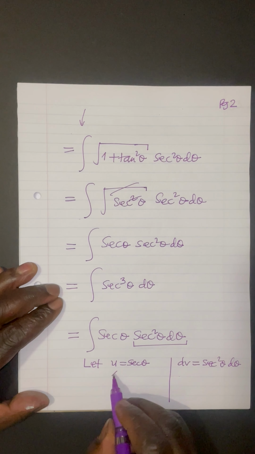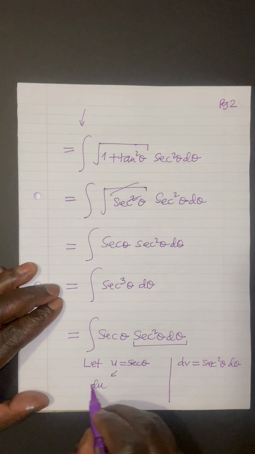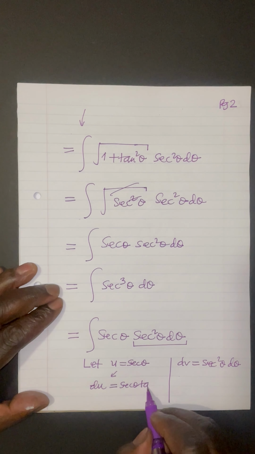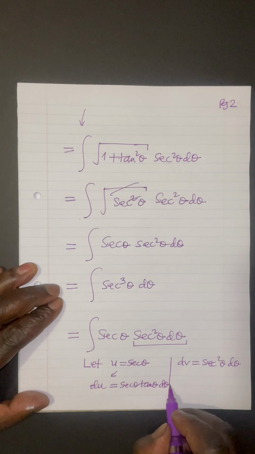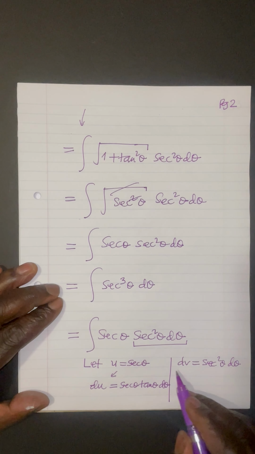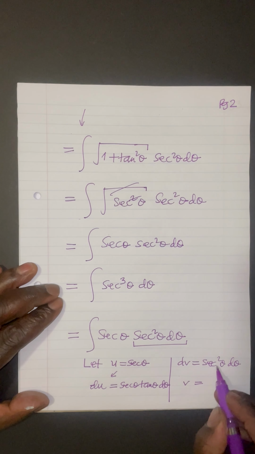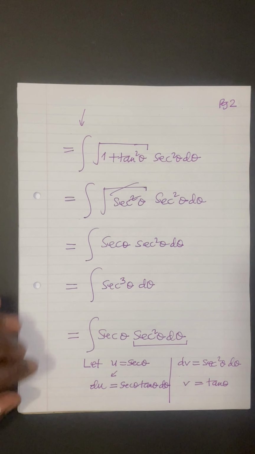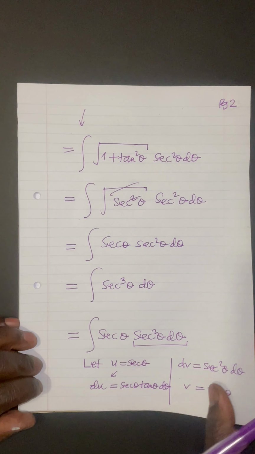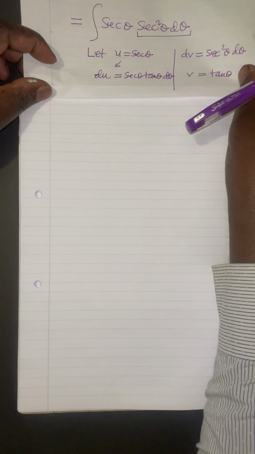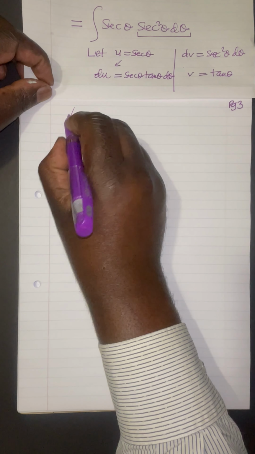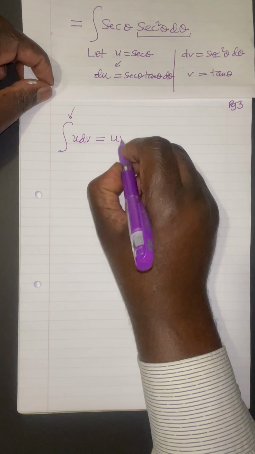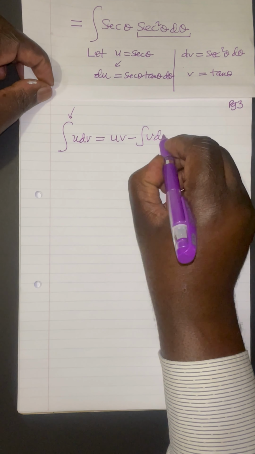Differentiating both sides, we know the derivative of a secant is sec theta tan theta, and then we have d theta. On the other side, we integrate both sides. V is going to be what? The integral of sec squared, which is tan. So we have tan theta. Going to page 3 and employing the integration by parts formula, basically it says the integral of u dv is equal to uv minus the integral of v du.